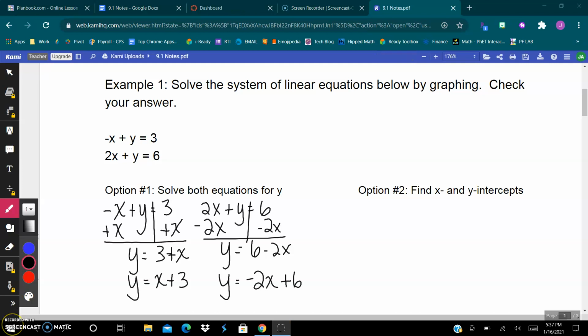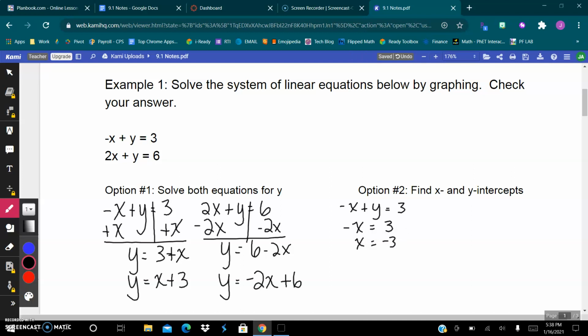Or if I wanted to find the x and y-intercepts, remember, if I want the x-intercept, I'm plugging 0 in for y. If I want the y-intercept, I'm plugging 0 in for x. In the first equation of negative x plus y equals 3, I'm going to find the x-intercept first, so that y is going to become a 0. I would be left with negative x equals 3. I don't want negative x, I want positive x, so I am going to divide by negative 1, and that would leave me with x is negative 3.